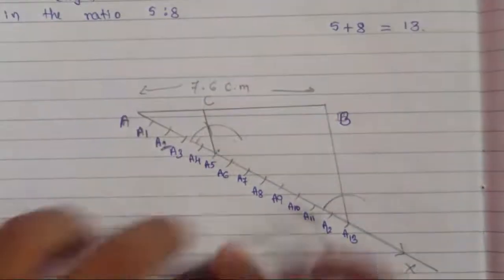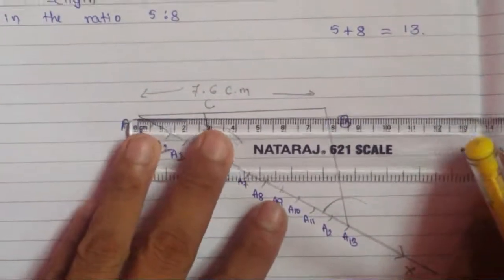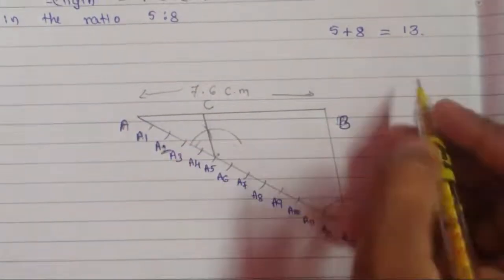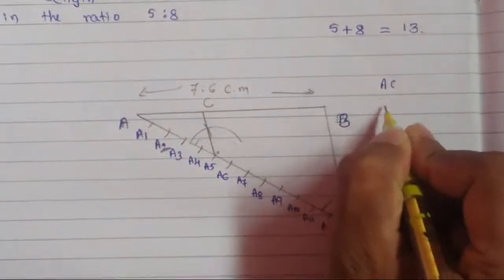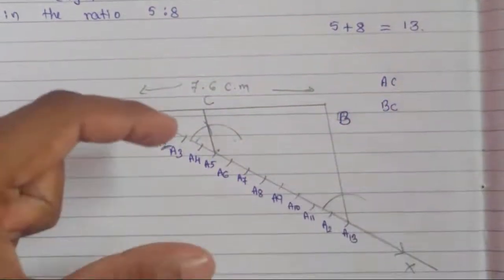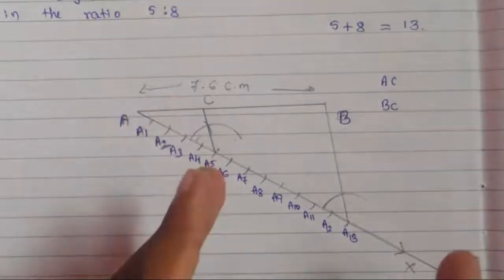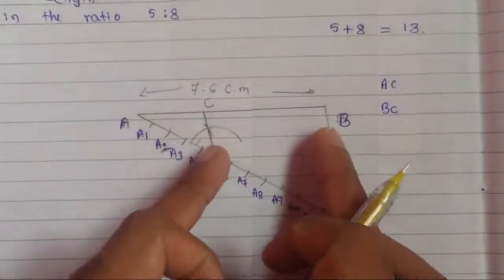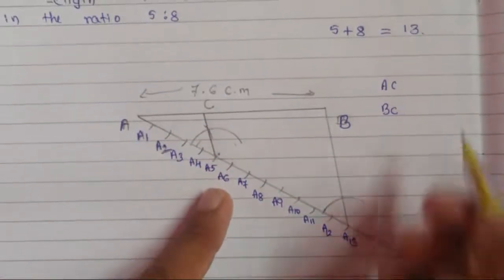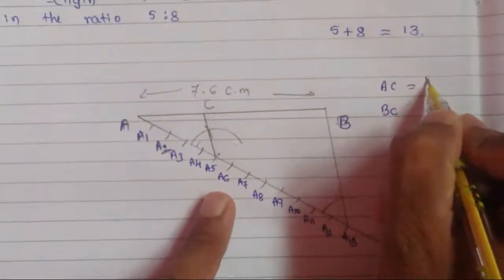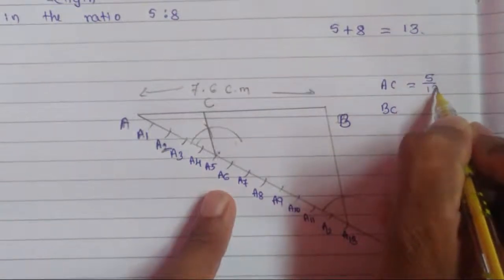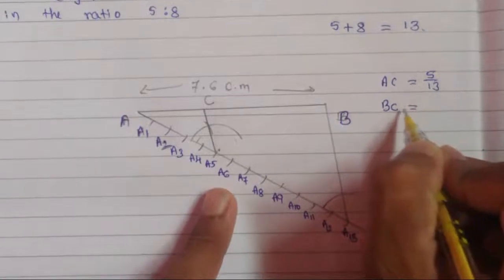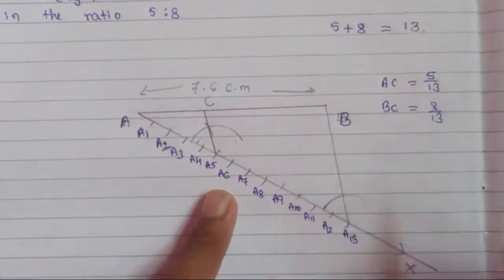Now we measure this length, and similarly the BC length, both AC length as well as BC length. So here we get particular lengths, and to calculate the length of these two segments mathematically, AC equals 5 divided by the total, and similarly for BC, 8 divided by the total.